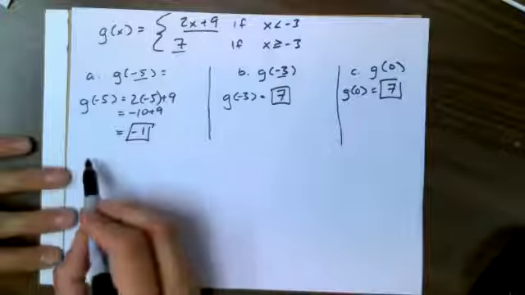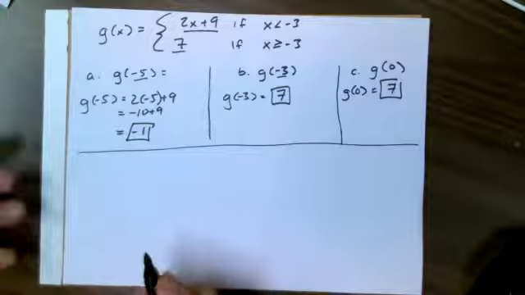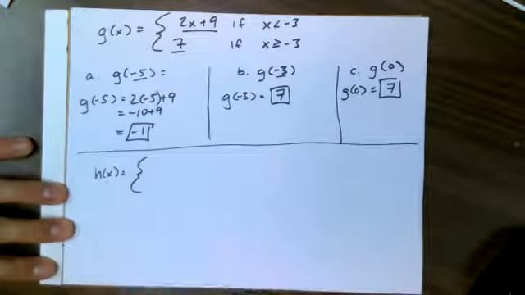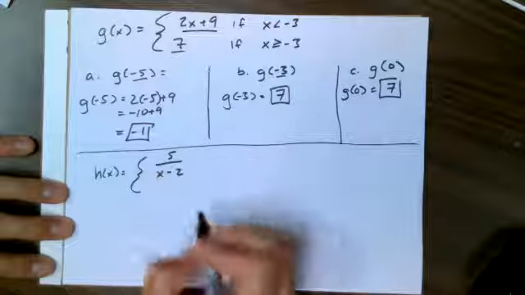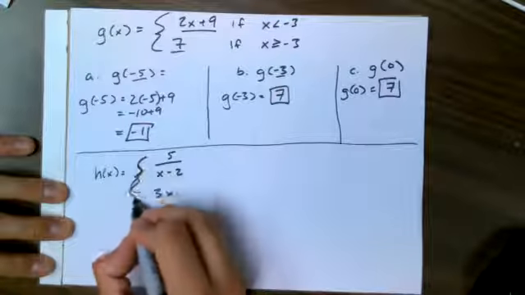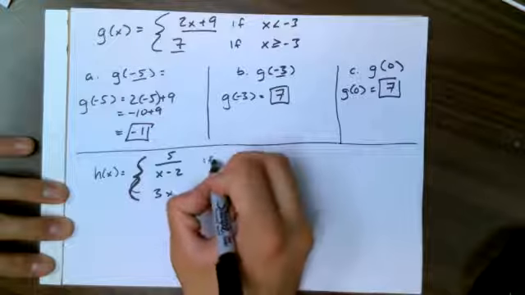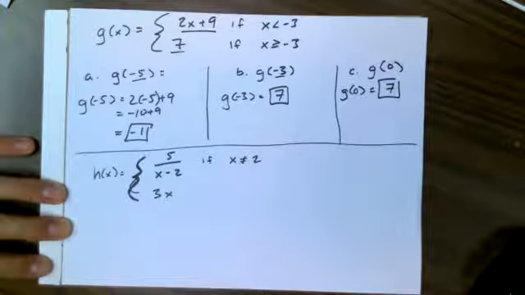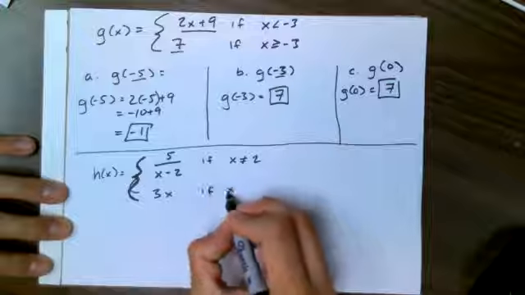Okay, I'm going to steal one more of these out of the book because it's not a greater than or less than, it's an equal to or not equal to. So let's say, it's not directly from the book, I'm just stealing it. So let's say we had one that looked like this. 5 over x minus 2 and 3x. Now we're going to be 5 over x minus 2 if x is not 2. Okay? And we're going to be 3x if x equals 2.